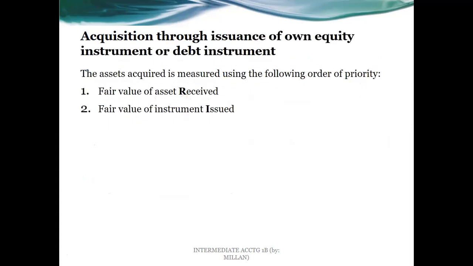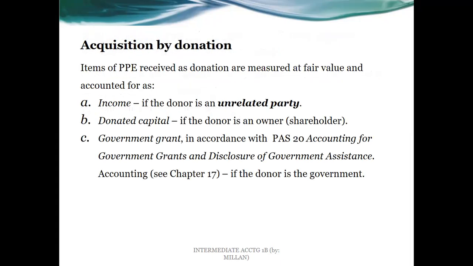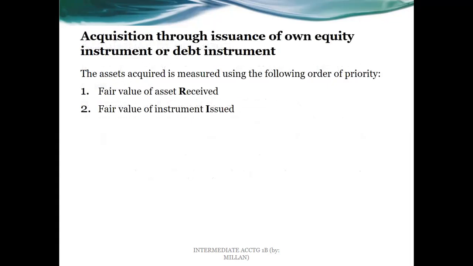Next, what about if we issue equity instrument or debt instrument? So this is the priority. Fair value of asset received and the fair value of instrument issued. If absent, which is somehow unusual in real life, then it will be the par value of the instrument issued. That's the third. So going back, for equity instrument, we have the shares, and the debt instrument is the bonds payable.